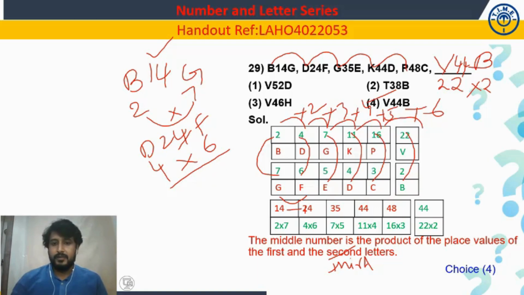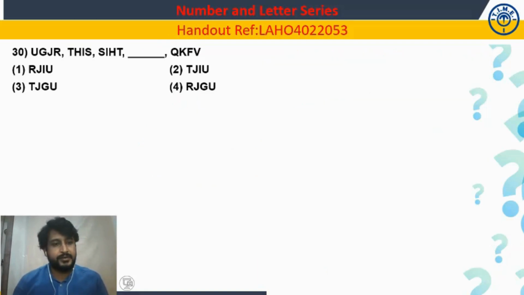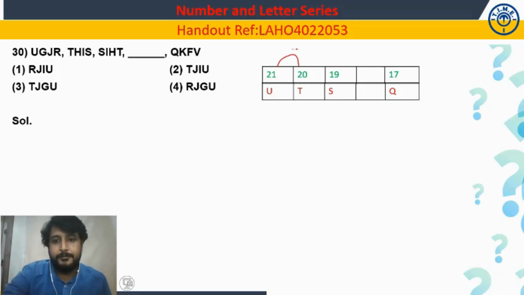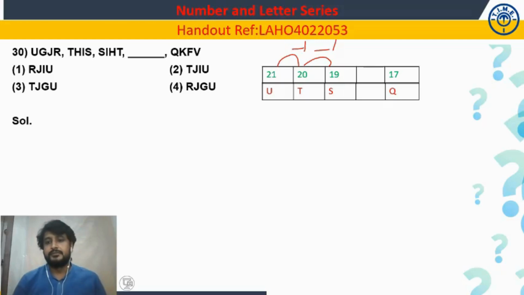Okay. Now the last question for this session. Question number 30. Here each group consists of how many letters? 4 letters. So identify the logic in the first letters. U, T, S, blank, Q. Write the place values: 21, 20, 19, blank, 17. Which is missing? Minus 1, minus 1. 19 minus 1, 18. 18 minus 1, 17. So what is the missing one?